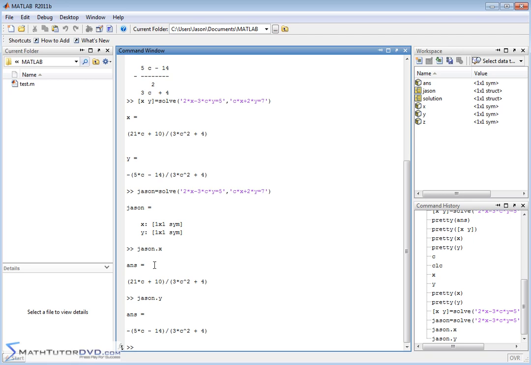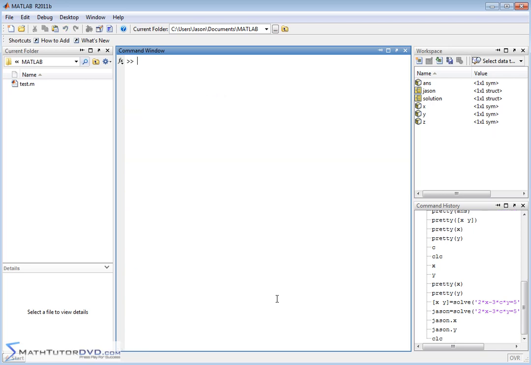So either way you want to do it, either you assign the answer to a variable and then you pull the answers out using the structure definitions that I'm showing you with the .x and the .y, or you just assign the value to x and y inside of a little matrix like that from the outset, and you'll get the answers as well.